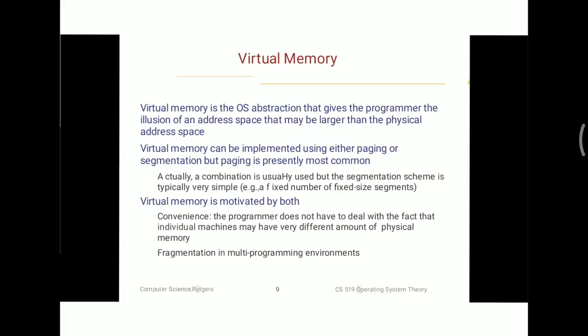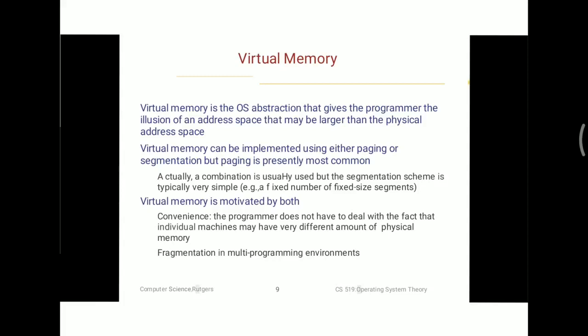Virtual memory is an OS abstraction that gives the programmer the illusion of an address space that may be larger than the physical address space. Virtual memory can be implemented using either paging or segmentation. We have different types of paging and segmentation, but paging is presently the most commonly used. All the world over, we use paging to create virtual memory. Actually, a combination is usually used, but the segmentation scheme is typically very simple, for example a fixed number of fixed-size segments.